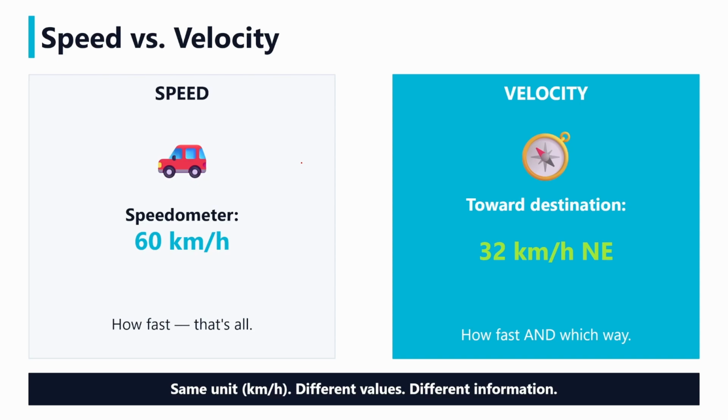Alright? So that's the second quantity, 32 kilometers per hour towards the destination. That's your velocity. It's the same unit, right? But it's a completely different value. Why? This is the 60 kilometers per hour, but note here the number is different and there's a direction as well. Alright. So speed tells you how fast, velocity tells you how fast and where, and that's the difference between them.